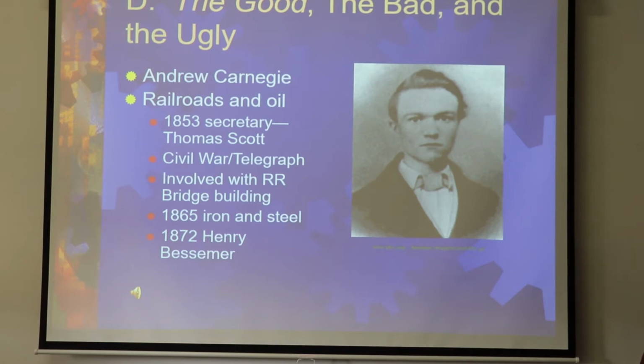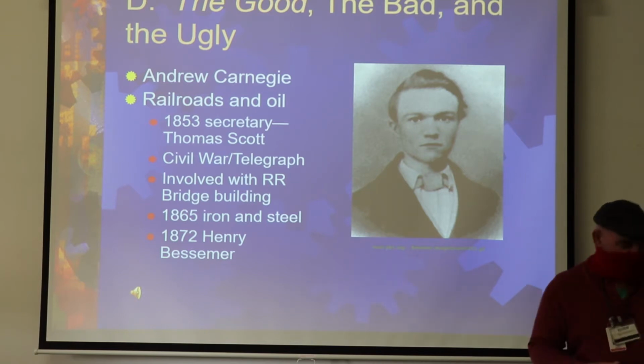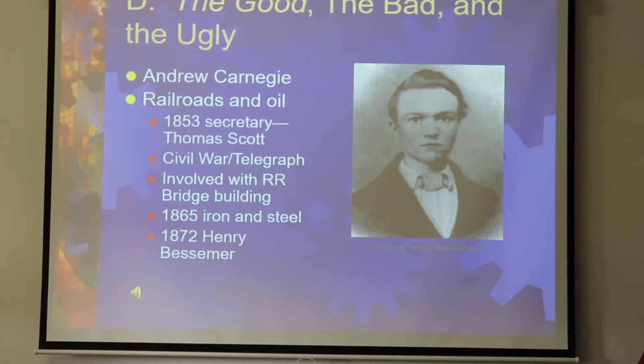Carnegie was born in Scotland. He came to America in 1848, and at the age of 13, he worked as a bobbin boy in a textile mill, earning just $1.20 a week. By 14, however, he was making $2.50 a week and was a telegraph messenger.